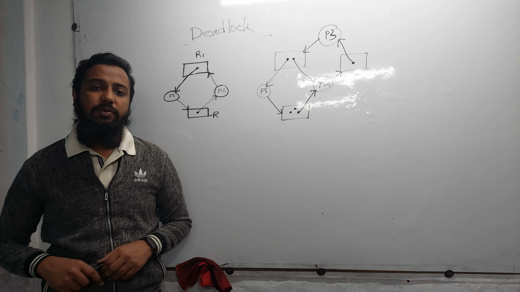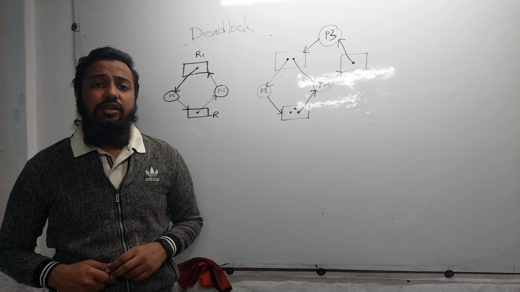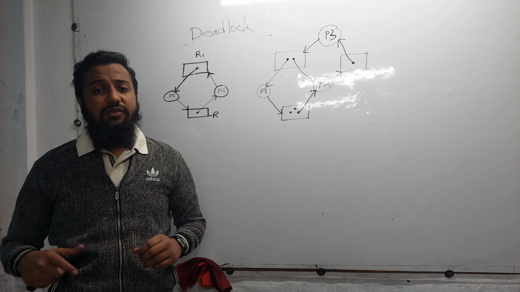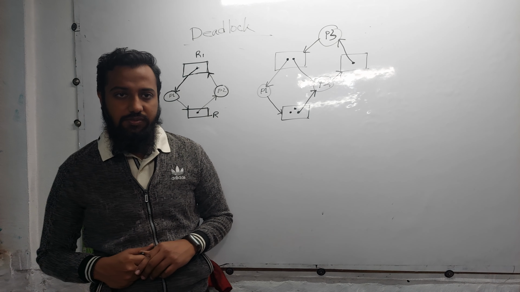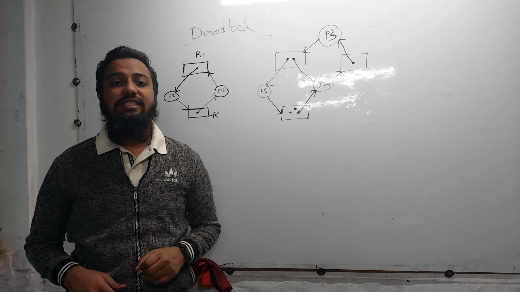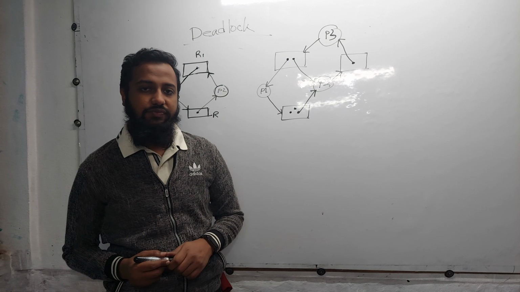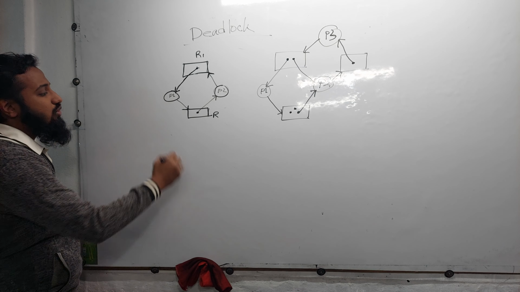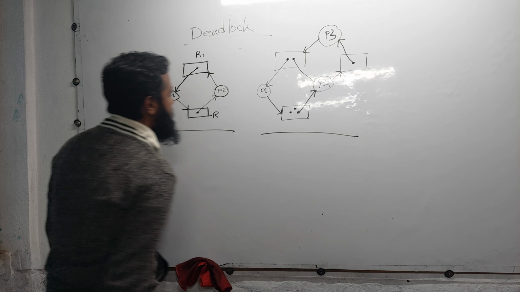Today I am going to present a topic which is called deadlock. Deadlock is a very important topic of operating systems. Before learning about deadlock, let's understand the resource allocation graph. On the board, we can see two types of resource allocation graph.